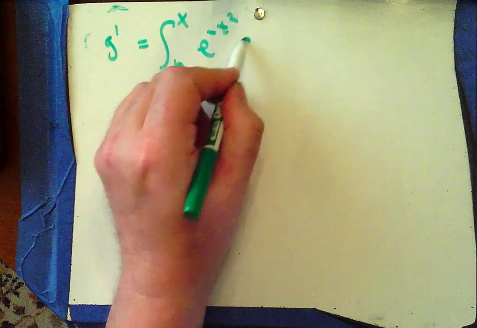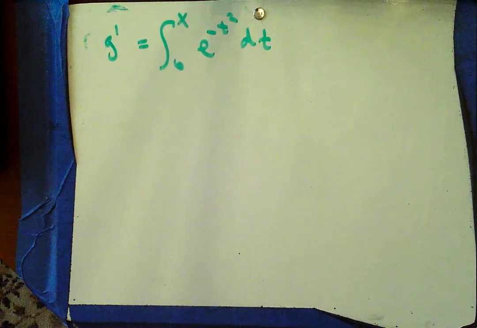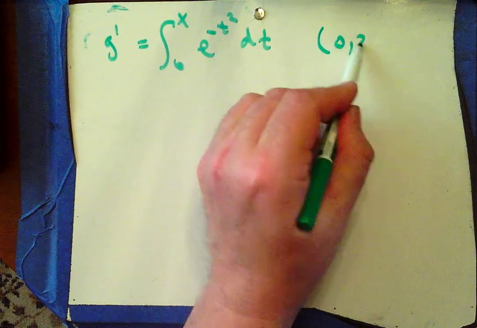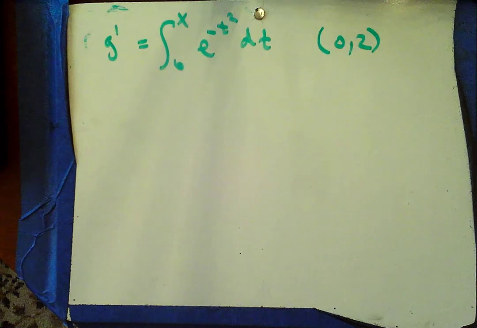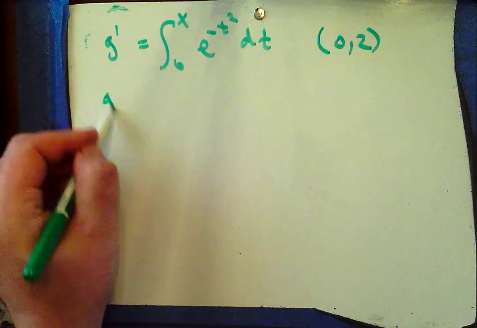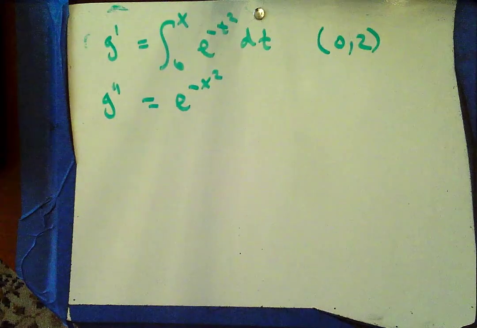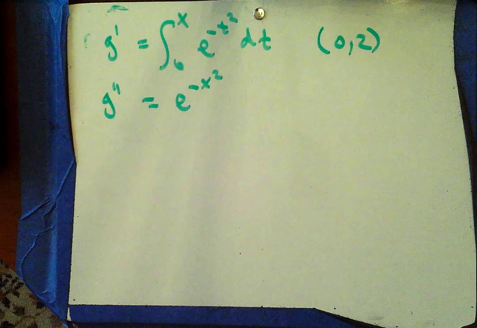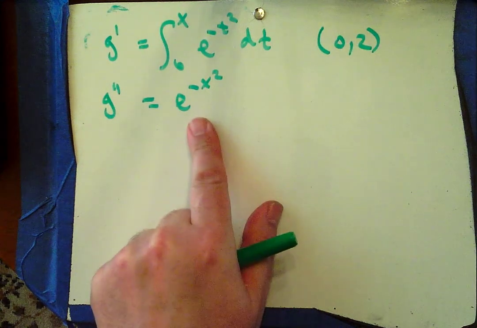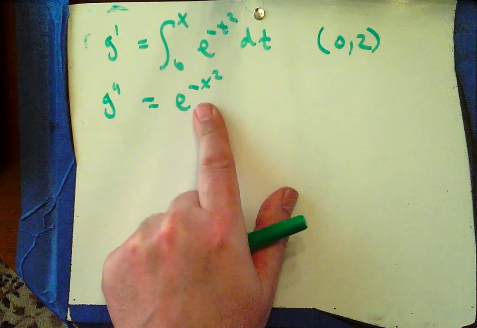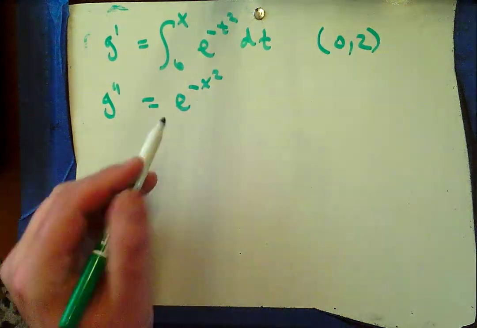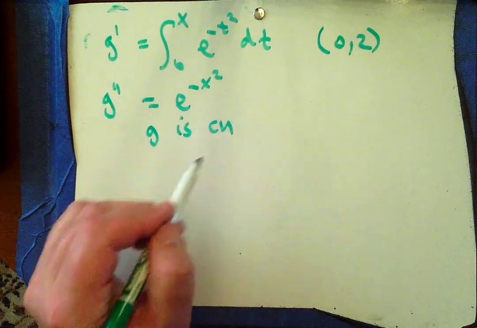26 says g prime equals the integral from 0 to x of e to the minus t squared dt. Which of the following must be true on the interval 0 to 2? Okay, so this is g prime. G double prime must be e to the -x squared. What about the antiderivative? Do I know? Well, I don't know. What do I know? This is always positive. It's exponential decay, but it's always positive. So I know that g is concave up.